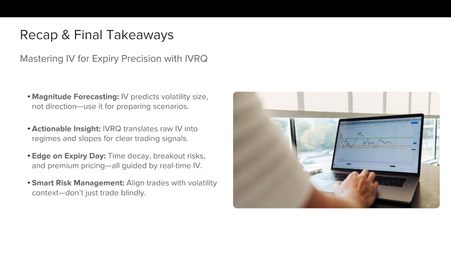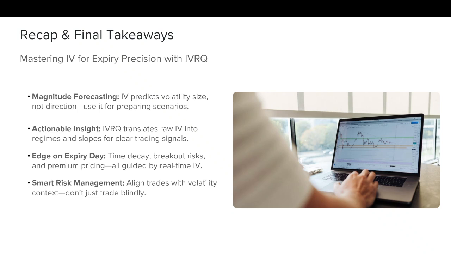So let's now come to the recap of what we learned so far. The core principles of mastering implied volatility and how IVRQ sharpens your edge. First, always remember that IV is about the magnitude of expected movement, not direction. This insight is foundational if you are going to trade options. You are not trying to predict the future. You are preparing for the size of its possibilities.